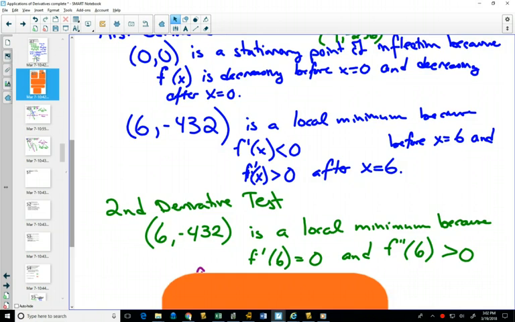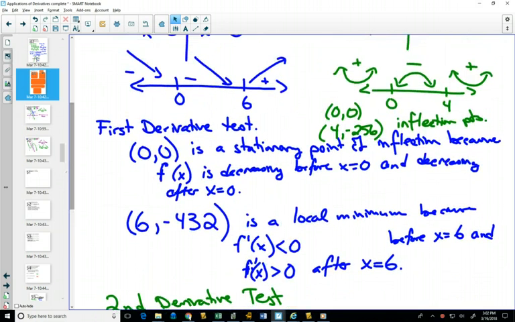But with 0, 0, okay, at 0, 0, we can't say the concavity at 0 because according to our sign diagram, there is no concavity at 0. It's not concave up or concave down because it's an inflection point.